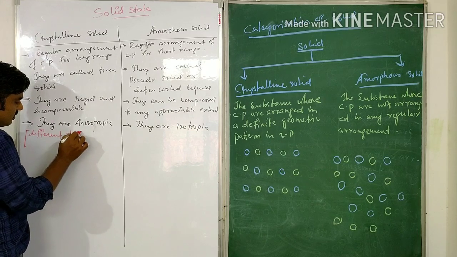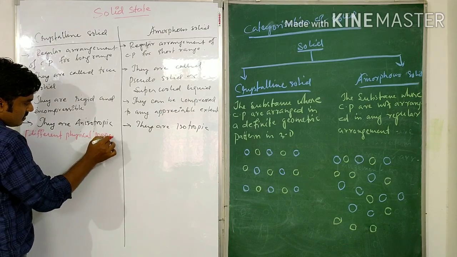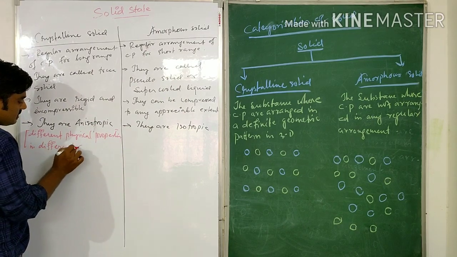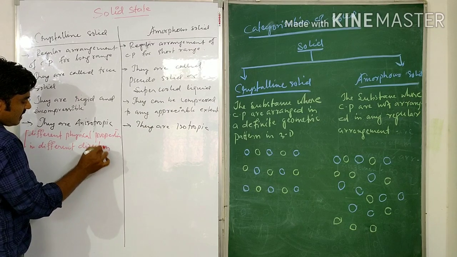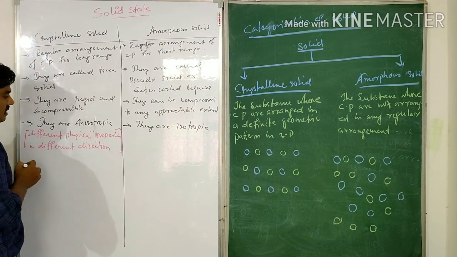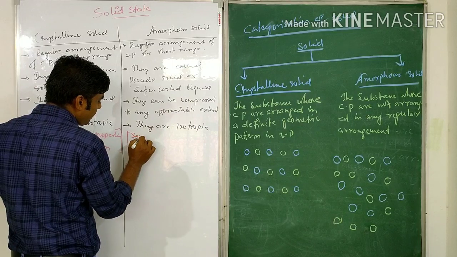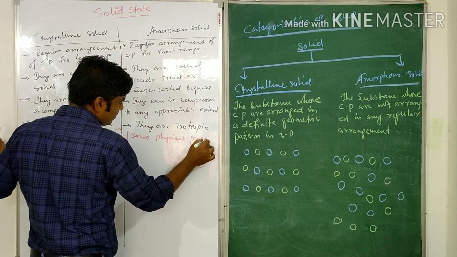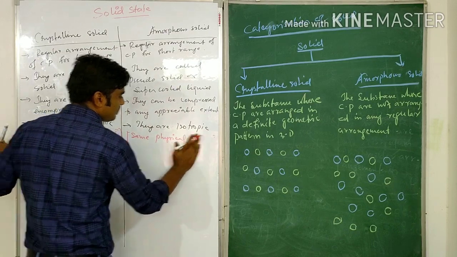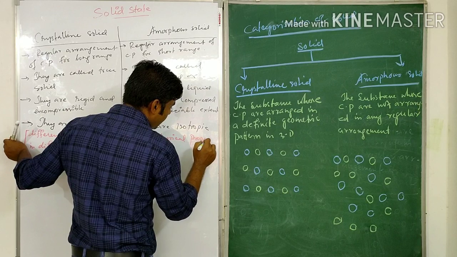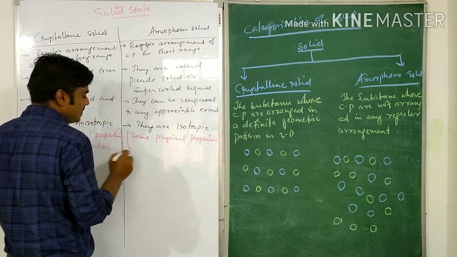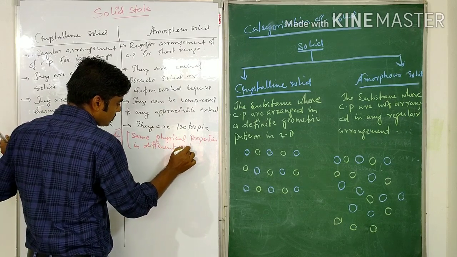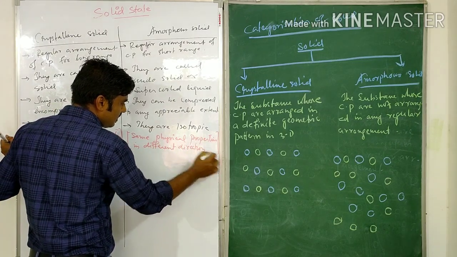different physical properties in different directions. But in isotropic, the same physical properties in different directions.